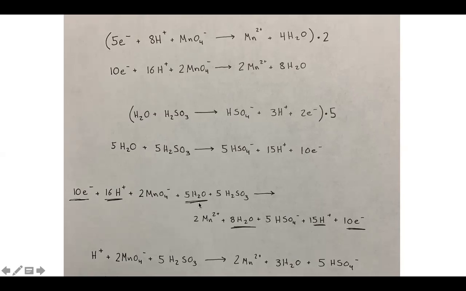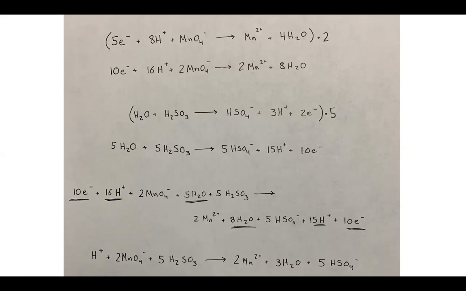Okay, and we do the same exact thing with water, right? So there's 5 waters on the reactant side, 8 on the product side. So we're going to subtract 5 waters from each side, and we have 0 waters on the reactant side now, and only 3 on the product side. Okay, right here at the end of this page is your balanced redox reaction in acid.